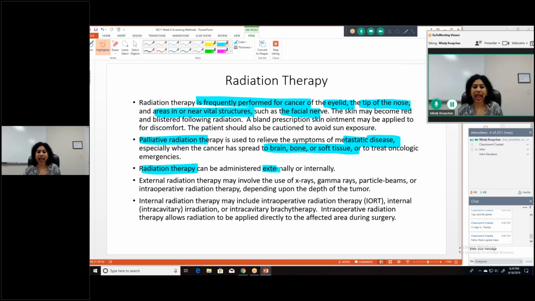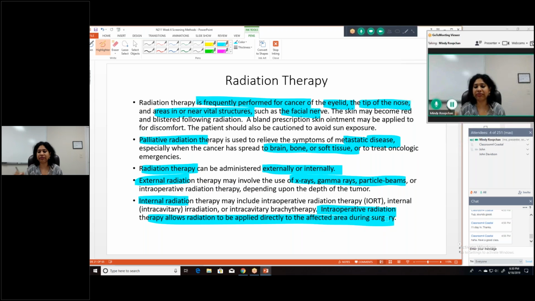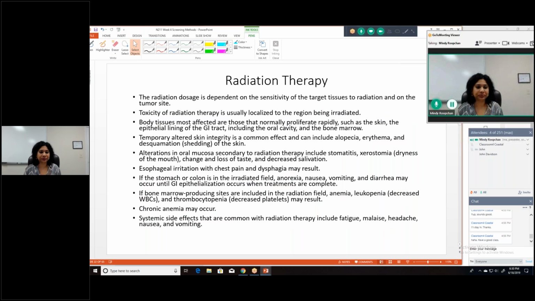Radiation is administered externally or internally. External may involve X-rays, gamma rays, particle beams, depending on how deep that tumor is. Internal is where they put in beads, little seeds as they call them, or wires. So with internal radiation, intraoperative radiation allows radiation to be applied directly to the affected area during surgery.